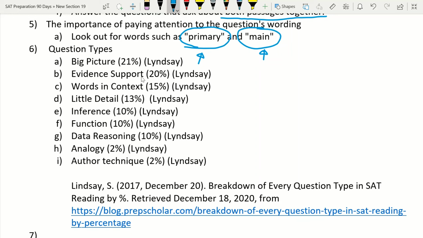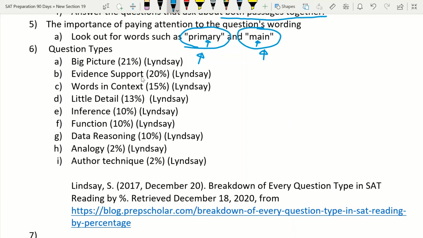So if you read something and you think, maybe it could be correct, and you see that primary or main is in the question, then if you're saying maybe it could be correct, it's probably not right. There's probably a better answer choice where you think, yes, this is the big point behind this. This is the primary point, the main point. You want to find that.